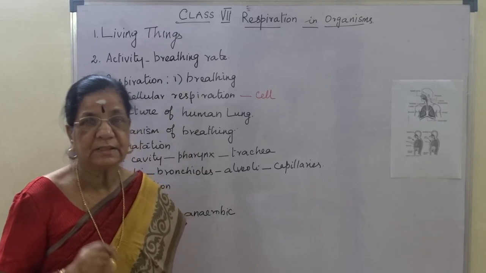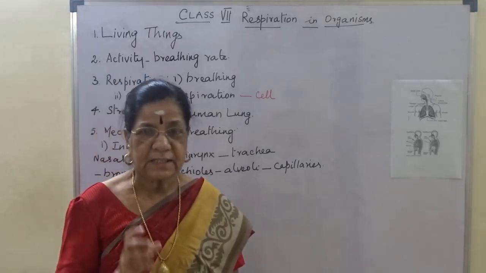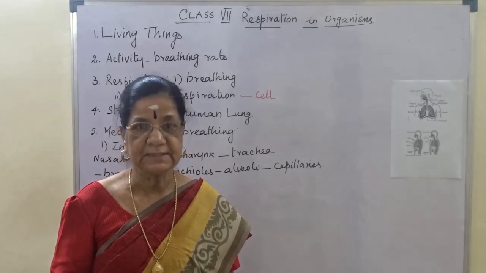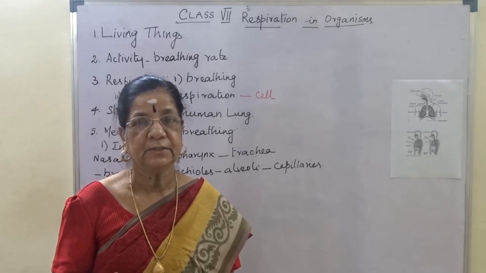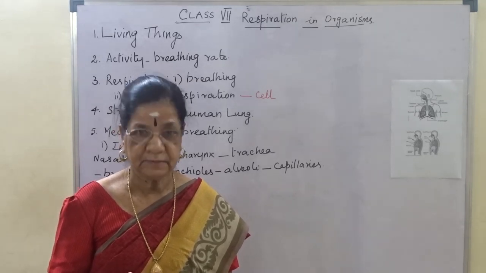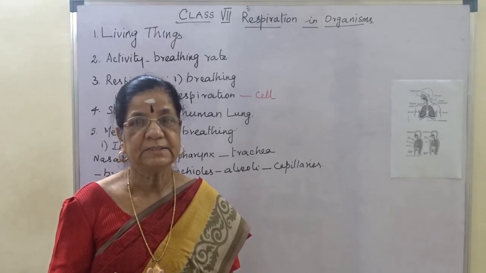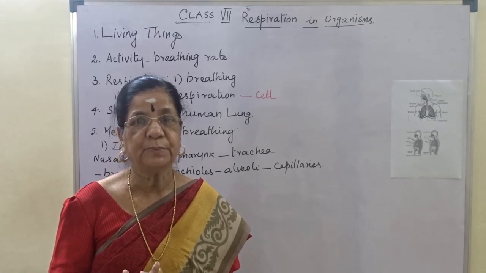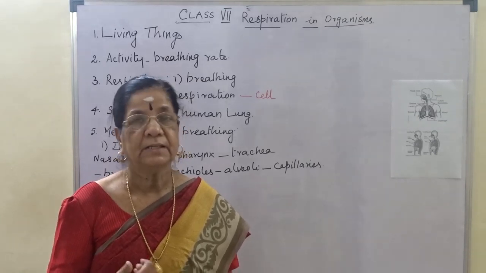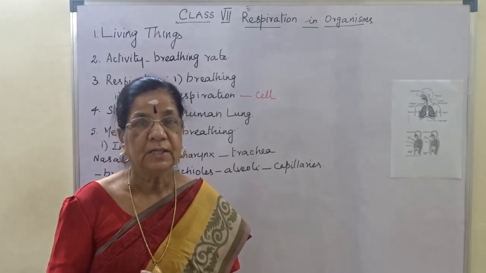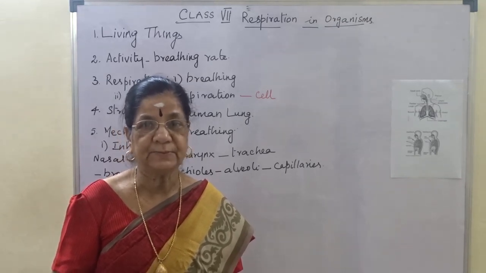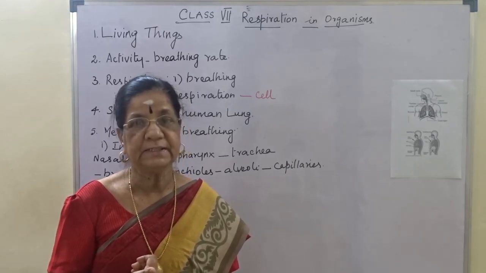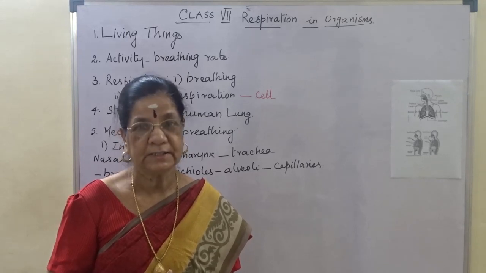What are living things? Living things have certain important characteristics. Living things need nutrition, as they take in food, and living things respire, living things excrete, living things move from place to place except plants, and living things reproduce. These are the common characteristics of living things. Among them, what we are studying is respiration in organisms.